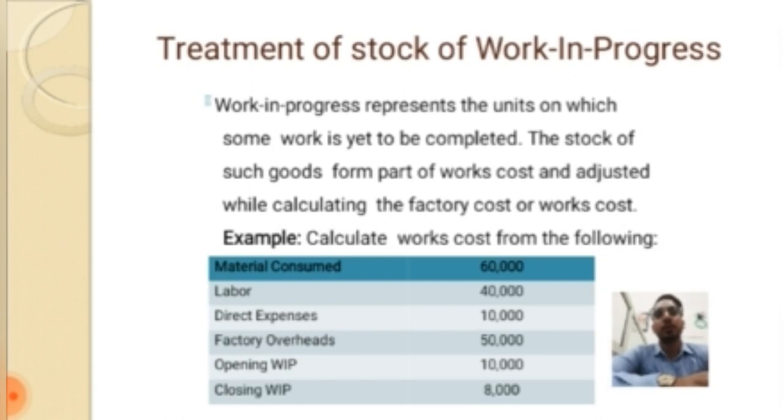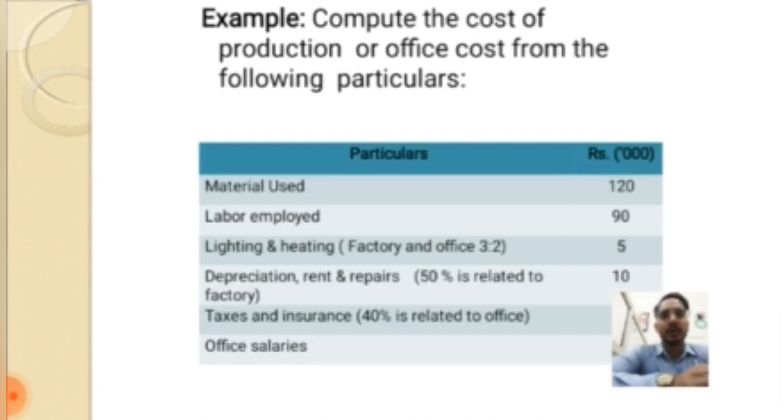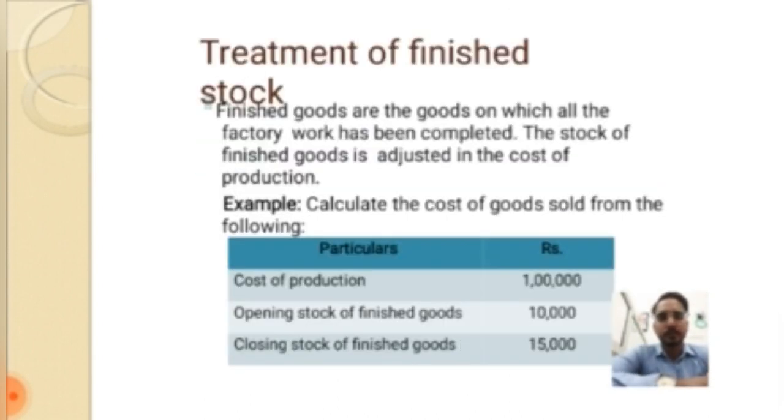Administration cost and office overhead: it is obtained by adding the office and administration overhead to works cost. It is also known as office cost and cost of production. For example, salary of office staff, depreciation of office building, rent and rates, tax and insurance, printing and stationery, postage, etc. For example, compute the production cost from the following particulars.